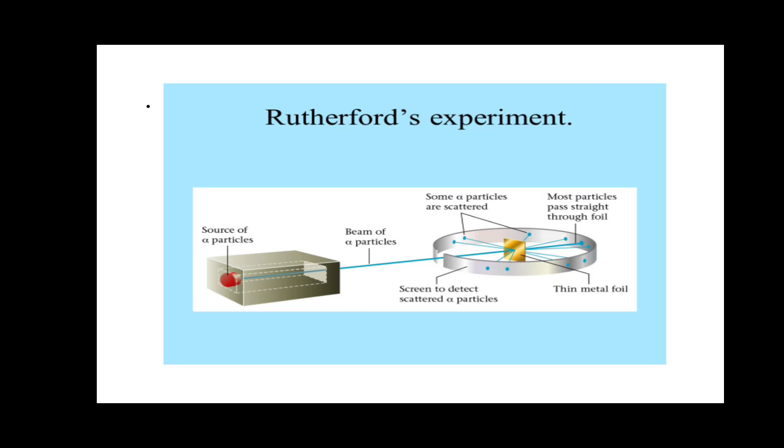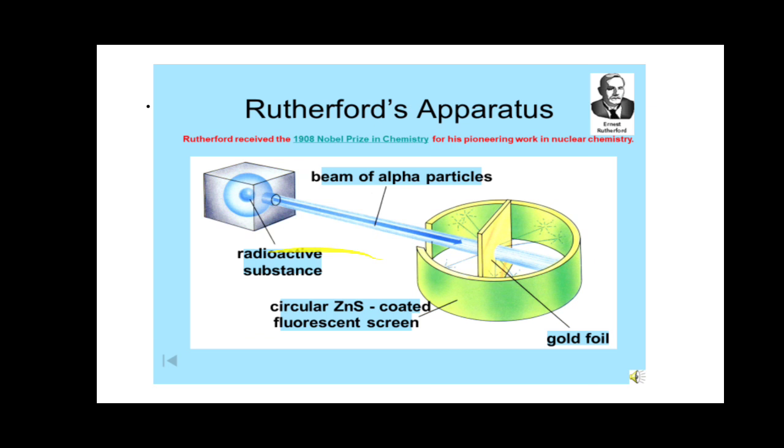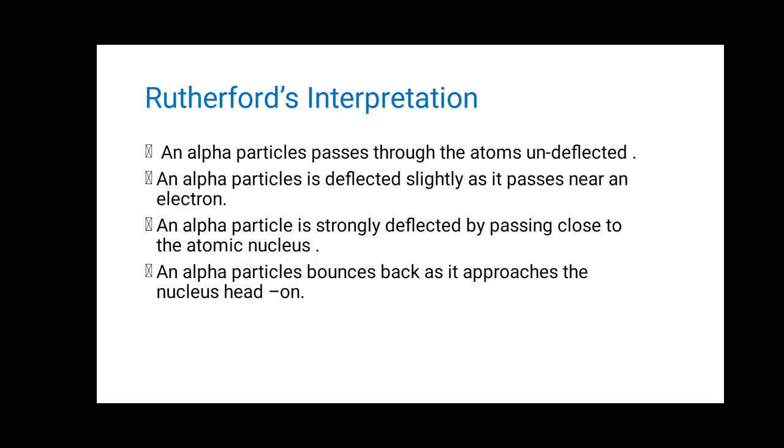He observed this during the experiment, and then he interpreted that when an alpha particle passes through the atom, some are undeflected, and an alpha particle is deflected slightly as it passes near an electron. Those passing close to the atomic nucleus are strongly deflected, and an alpha particle bounces back as it approaches the nucleus head on.